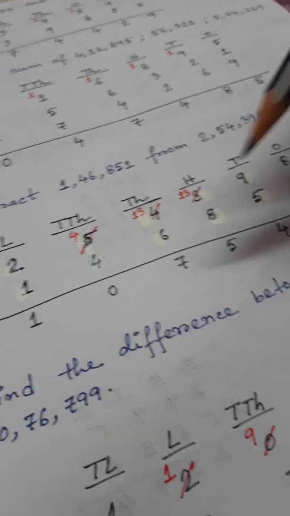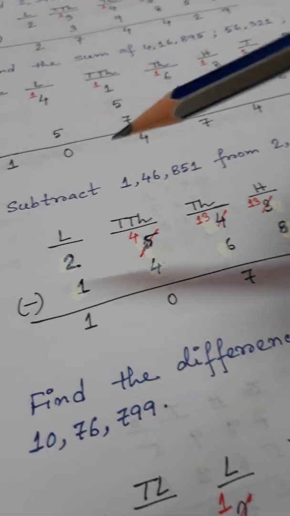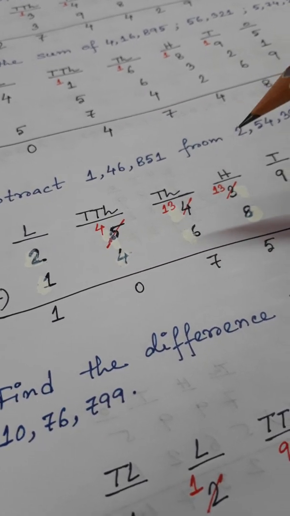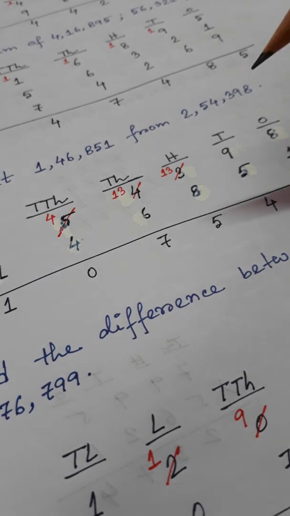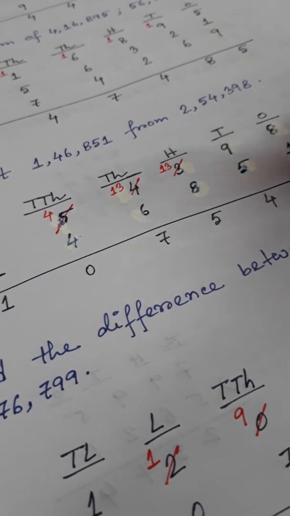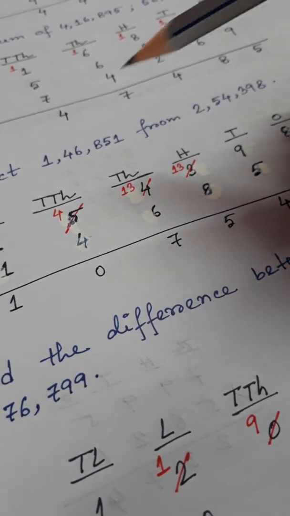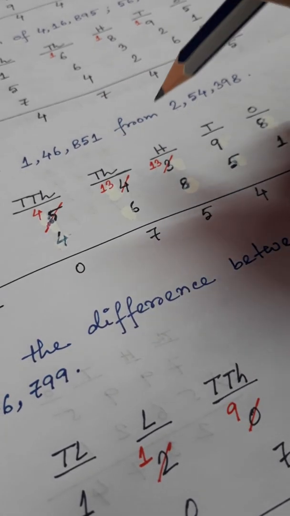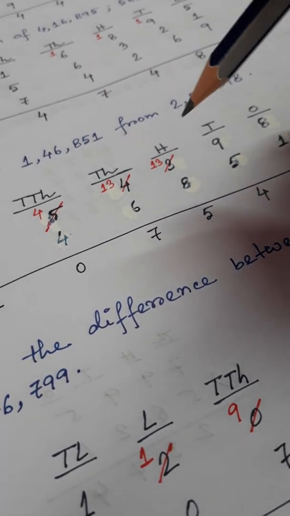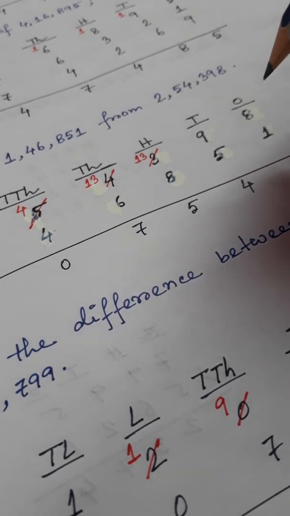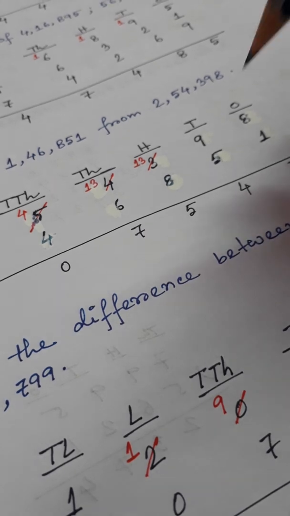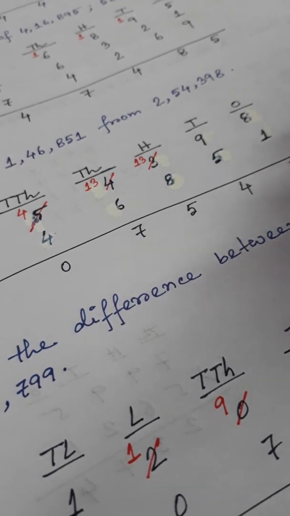In the same way you can do the subtraction problem. In the subtraction problem, see this example: subtract 1,46,851 from 2,54,398. So these numbers, at first you write in the place value chart in their respective places, and then you start the subtraction as we do in addition. So we will start the subtraction from the ones place.